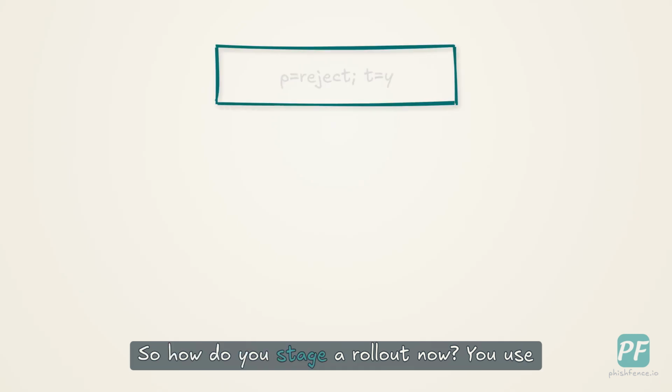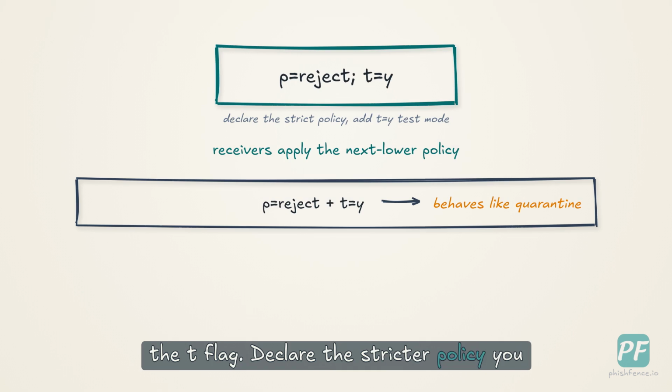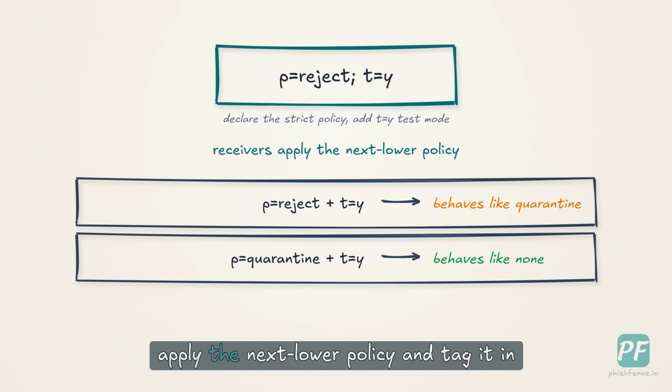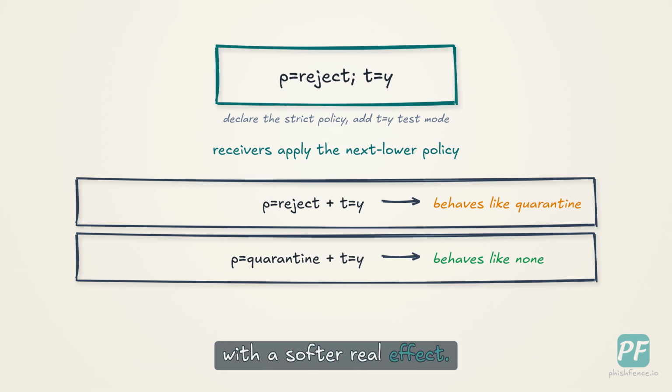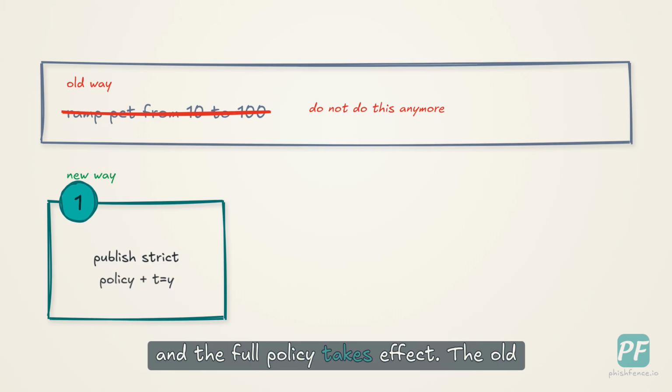So how do you stage a rollout now? You use the T flag. Declare the stricter policy you want and add T equals Y for test mode. Receivers apply the next lower policy and tag it in your reports. So P equals reject behaves like quarantine, and P equals quarantine behaves like none. You see what enforcement would do with a softer, real effect. When the reports look clean, you remove T equals Y and the full policy takes effect.